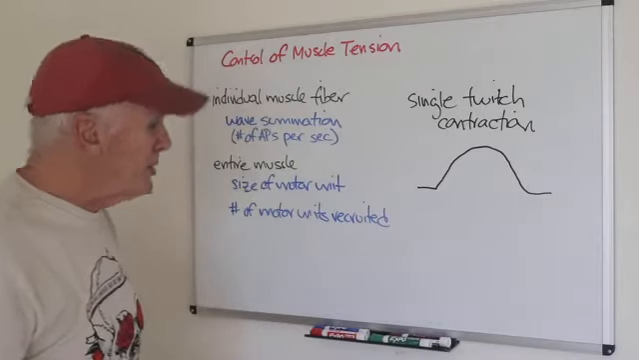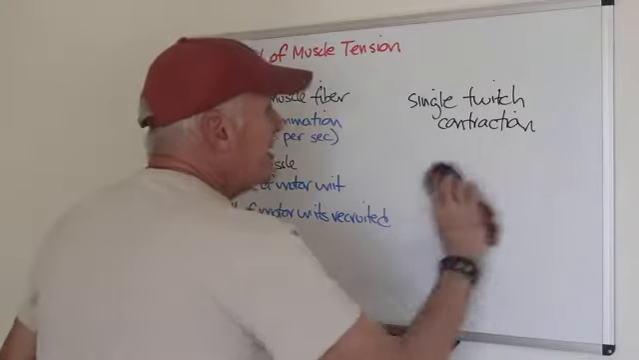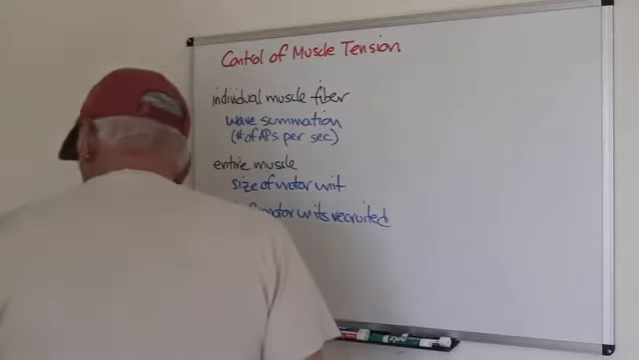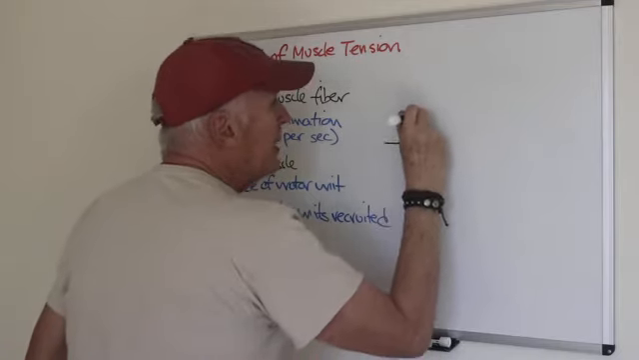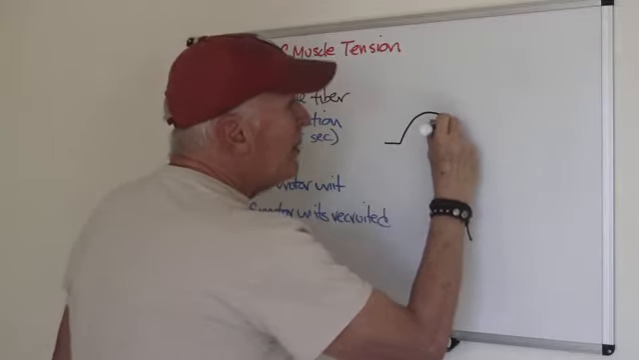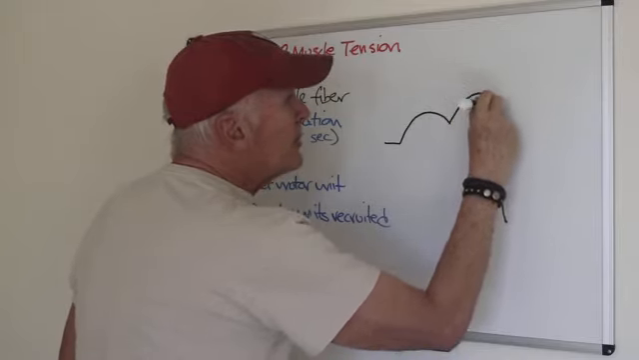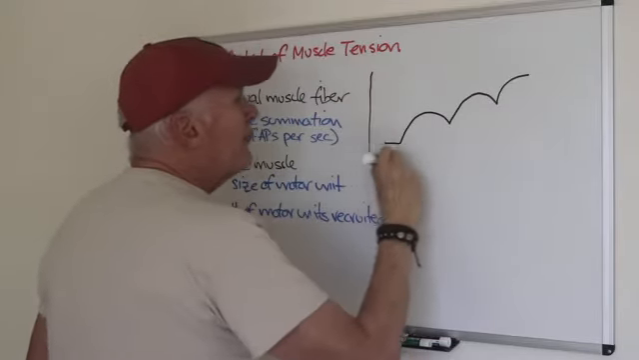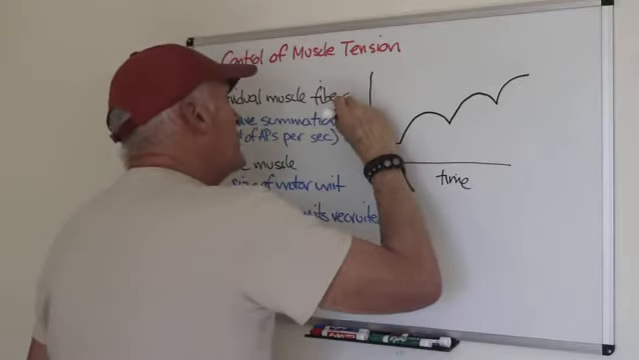Well, let's take a look at what would happen if we sent out one action potential. What if we send out a bunch of action potentials in a row? What can happen in that case is that the muscle is starting to contract and maybe it's starting to relax, but then the second action potential shows up. Well, now the muscle is going to start contracting from here, and then another action potential shows up and now the muscle contracts from this point. So if we had a graph, we'd be looking at time, and here we'd be looking at tension.